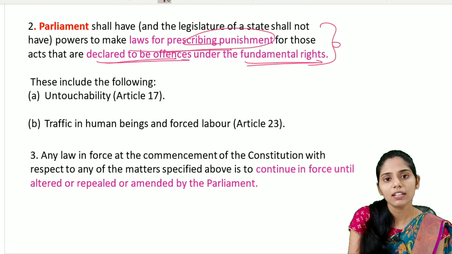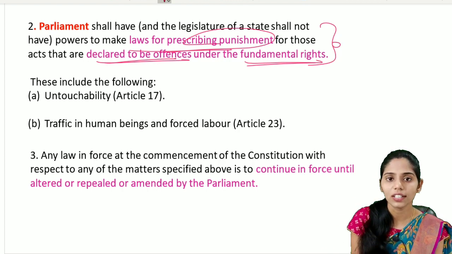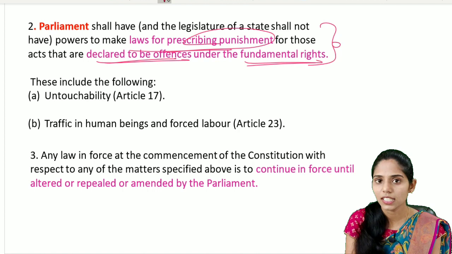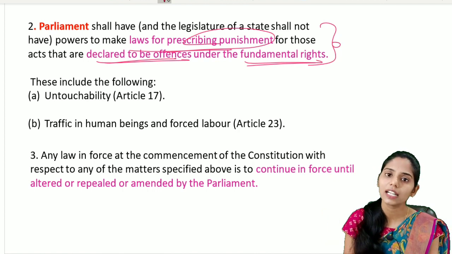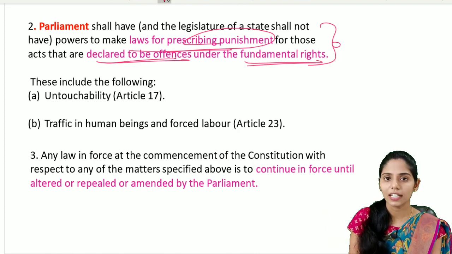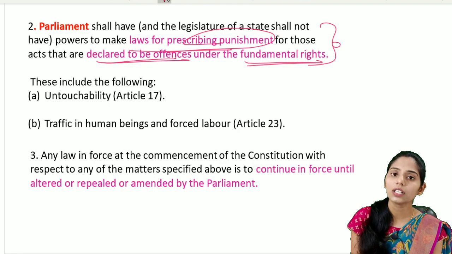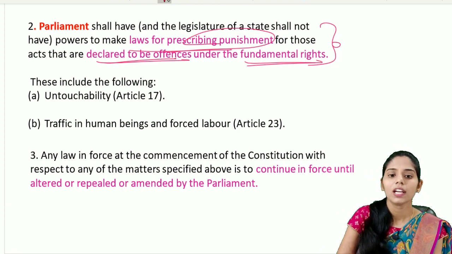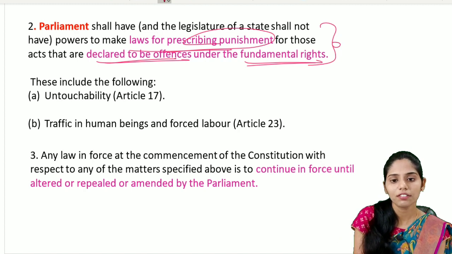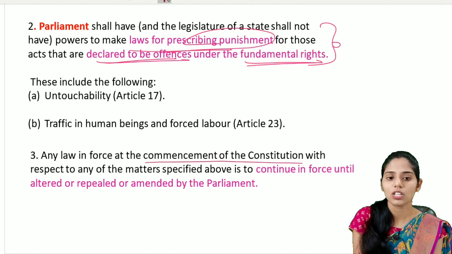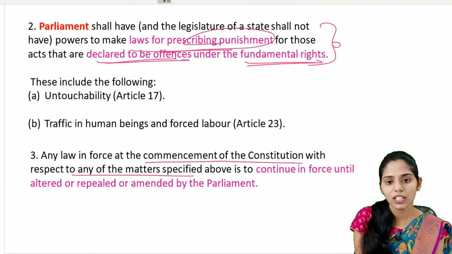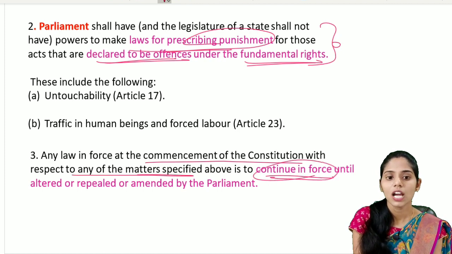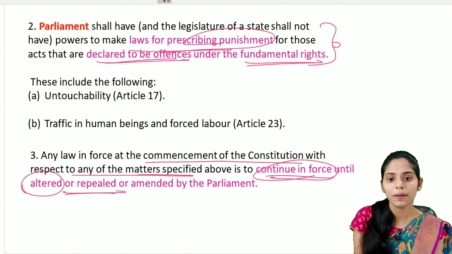In this second one, the following are included: untouchability under Article 17, and Article 23, which mainly talks about the right against exploitation, that includes traffic in humans, forced labor and also child labor. And the next one is any law in force at the commencement of the Constitution with respect to any of the matters specified above, which continues in force until altered, repealed or amended by the Parliament.